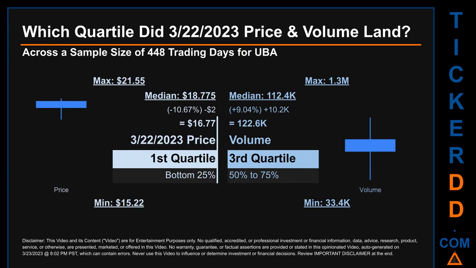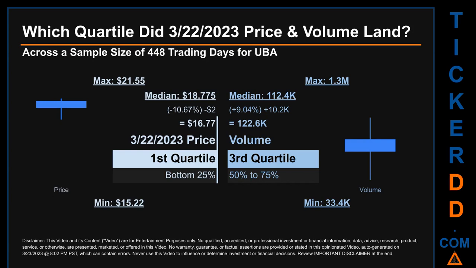Which quartile did March 22, 2023 price and volume land? Across a sample size of 448 trading days, the maximum end-of-day price for UBA was $21.55 while the minimum was $15.22. Within that price range, March 22, 2023 price, of $16.77, landed within the first quartile, meaning it was within the bottom 25% of all sampled end-of-day prices.